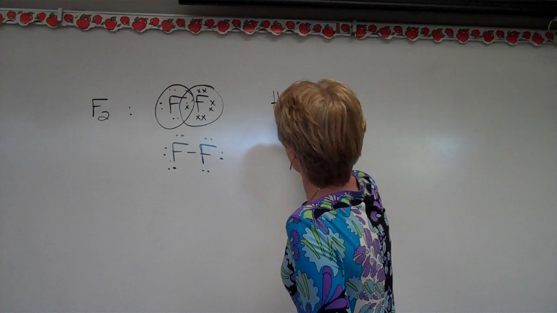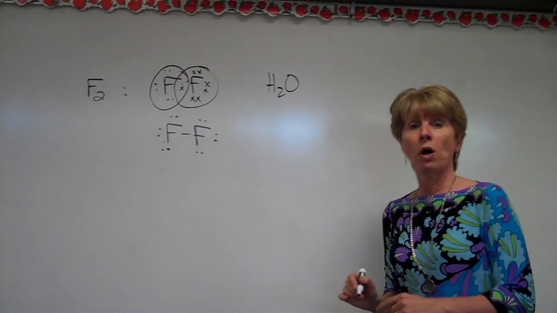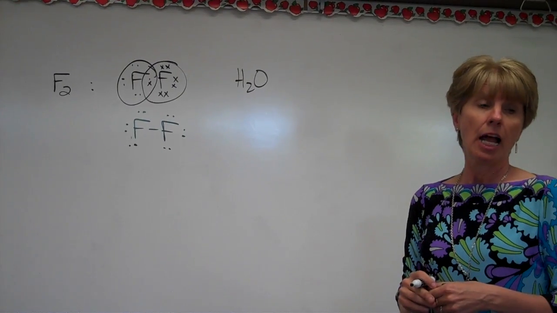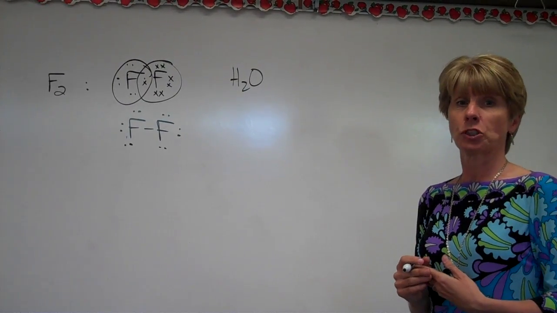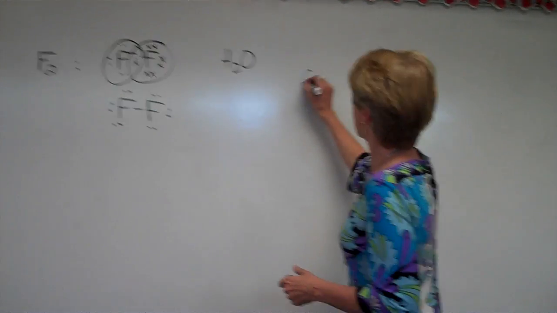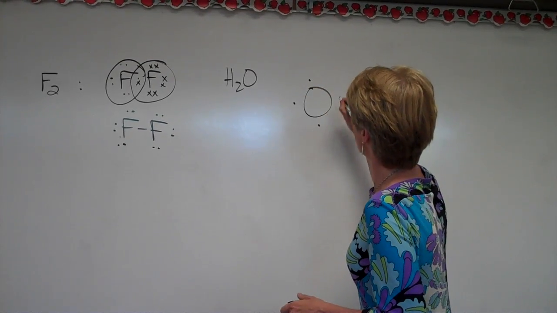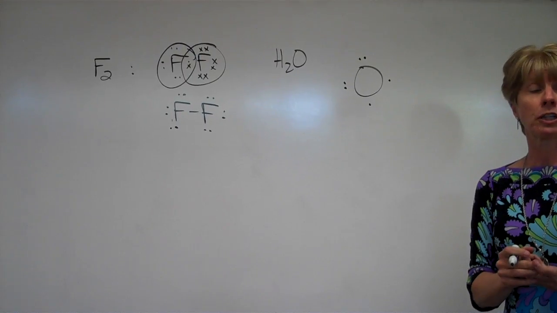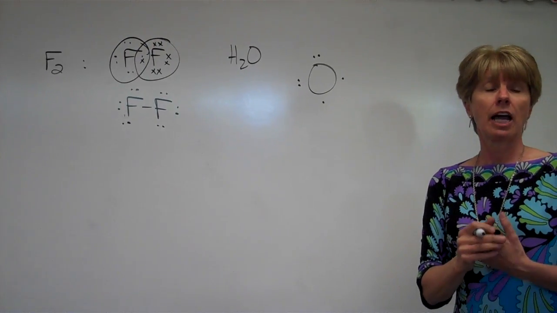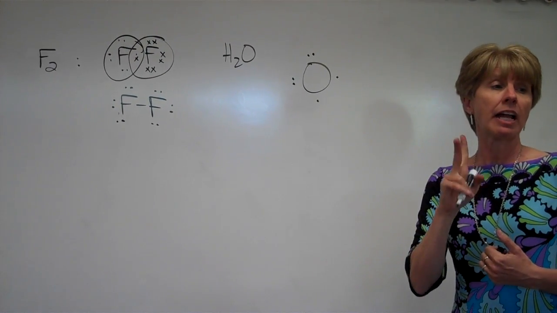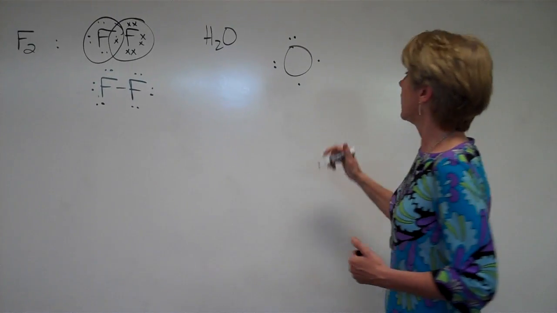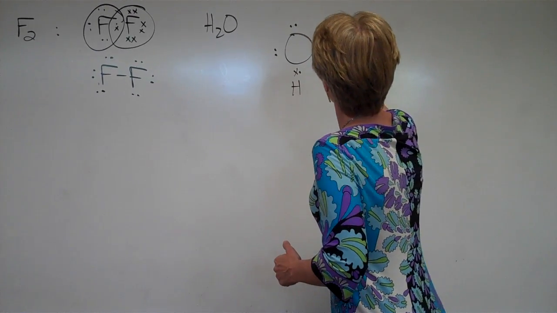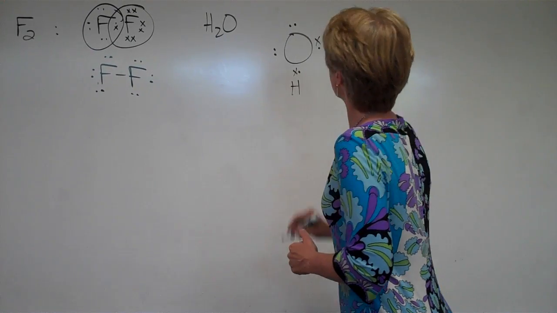Let's do water. Water is made up of 2 hydrogens and 1 oxygen. How many valence electrons does oxygen have? Oxygen has 6. 1, 2, 3, 4, 5, 6. How many more electrons would it like to have? It would like to have 2 more so that it can have 8 valence electrons. Each hydrogen is going to share one of its electrons.